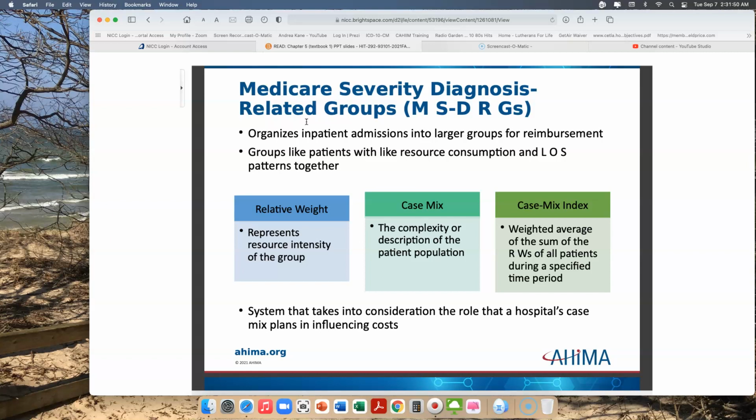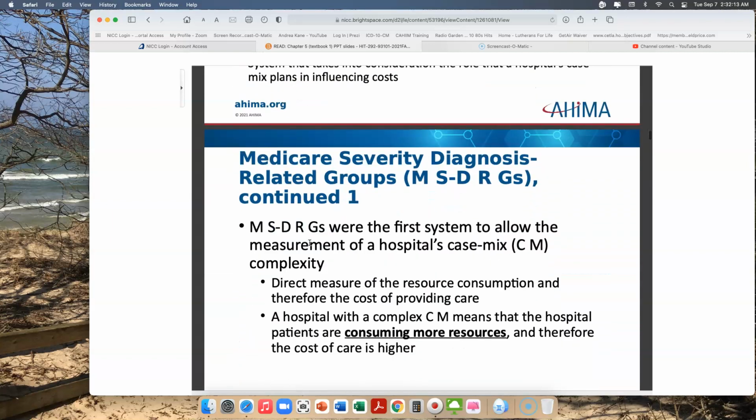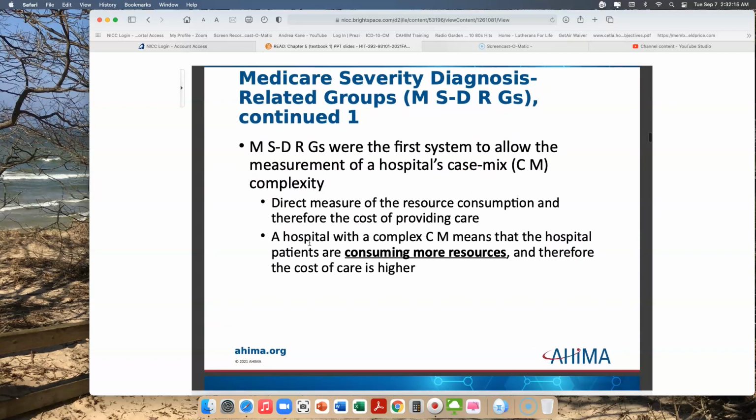Case mix is the complexity or description of the patient population, and case mix index, or CMI, is the weighted average of the sum of the relative weights of all patients during a specified time period. The system takes into consideration the role that a hospital's case mix plays in influencing costs. MSDRGs were the first system to allow the measurement of a hospital's case mix complexity.